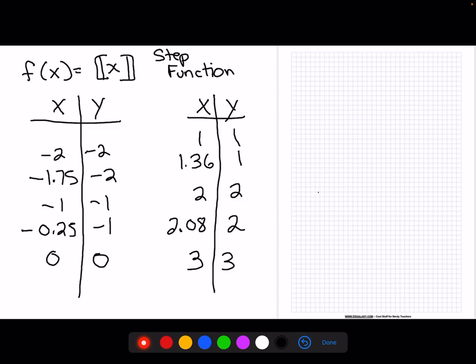Okay, so let me show you why. I wish I had a steadier hand when drawing this, sorry.